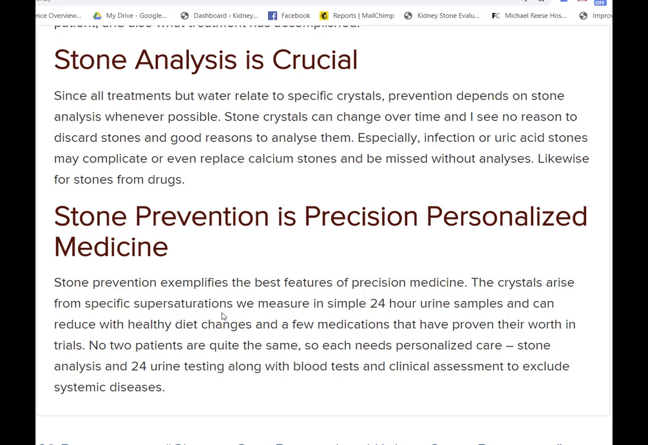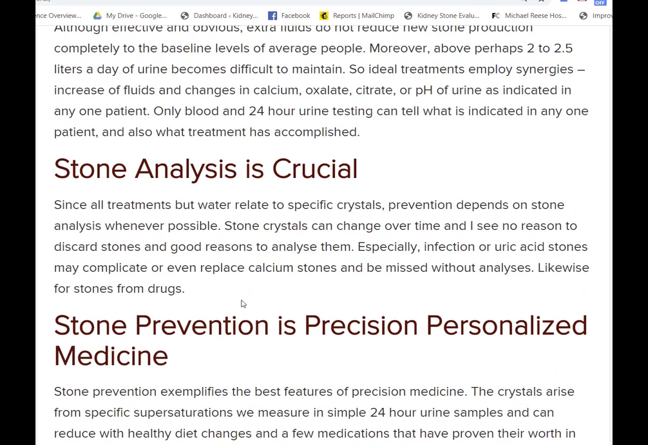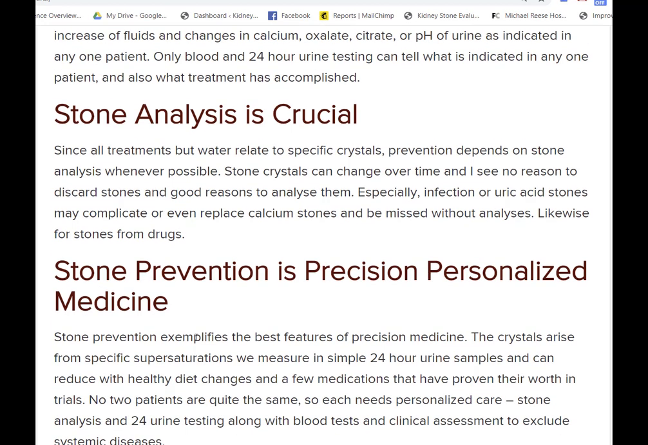Ideally, it's multivalent. You'll do everything you can with diet to fix whatever is wrong in the urine. And if that doesn't do it, you add medication to the diet. Never accept the idea that just because you've had one stone only, you should let it go. Never accept the idea that water alone is just great, because it isn't.